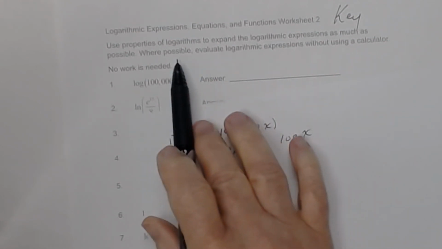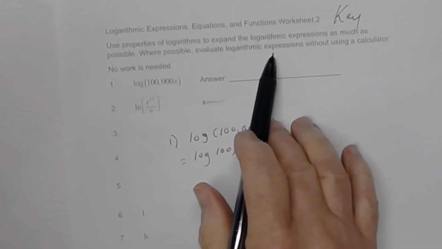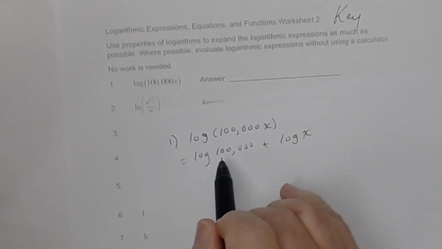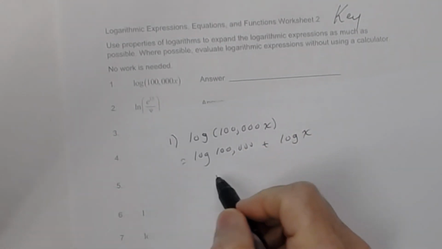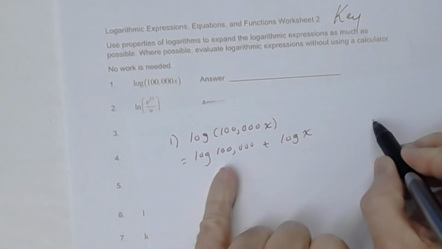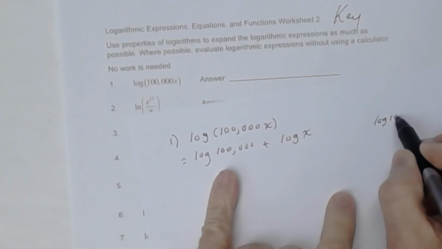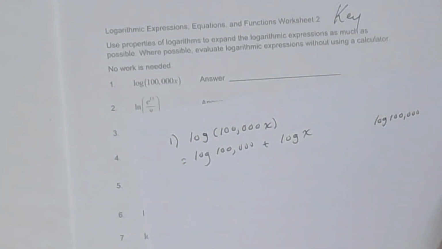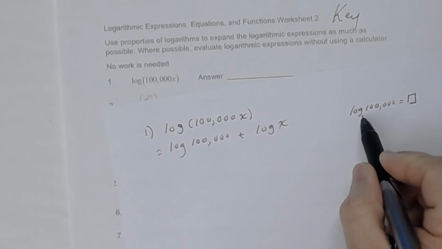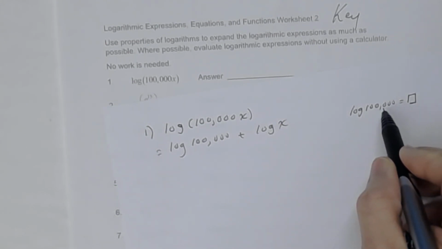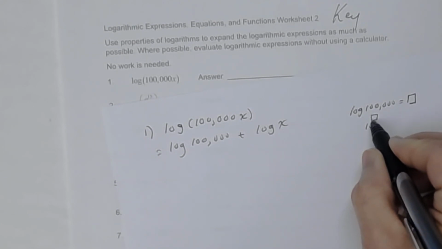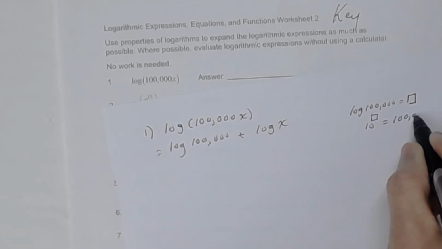All right, now remember the directions also said, where possible, evaluate logarithms without using a calculator. So if you notice, the base here is 10. So let's think about what the log of 100,000 is. Now that's something you need to automatically recognize, that I can actually simplify this. And so remember how we did this. So we look at this and we ask ourselves, 10, remember this is 10 right here, 10 to what power is 100,000?